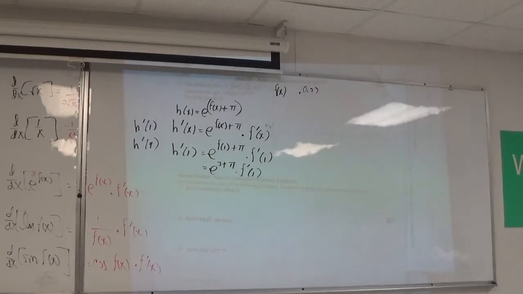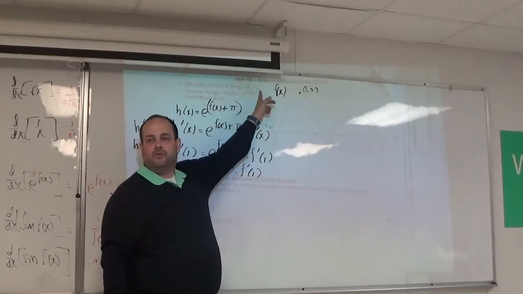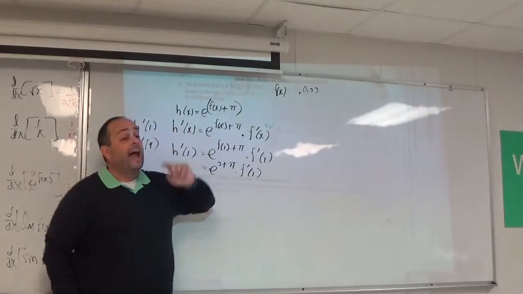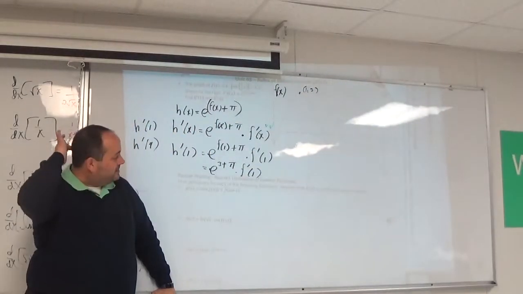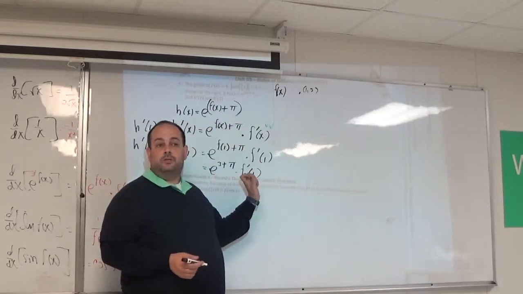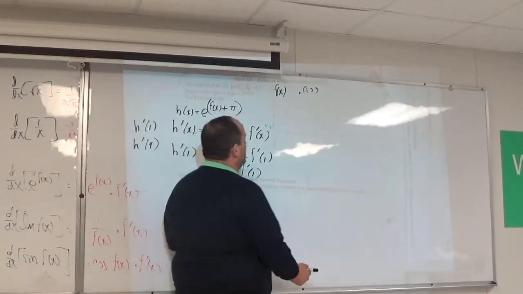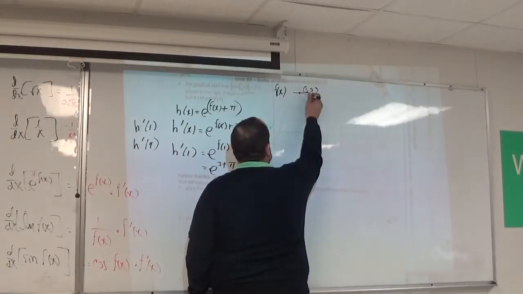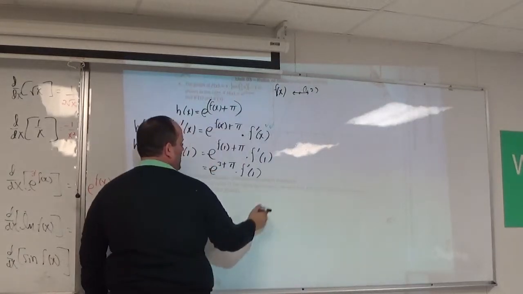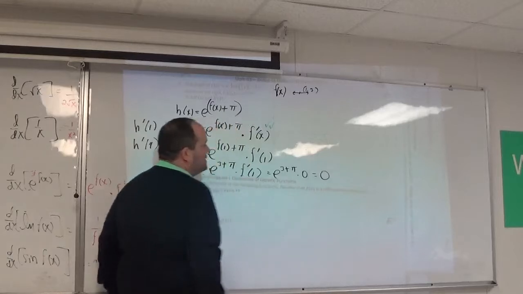F prime of 1. I want the derivative of f at 1. And I think Miss Green was a little freaked out earlier, like, wait, I don't know how to take the derivative of this. You have the graph. Derivative means slope of the tangent line. What's the slope of the tangent line at 1? 0, because you have a horizontal tangent line. F prime of 1 is equal to 0. So you have e to the 3 plus pi times 0, which is 0.